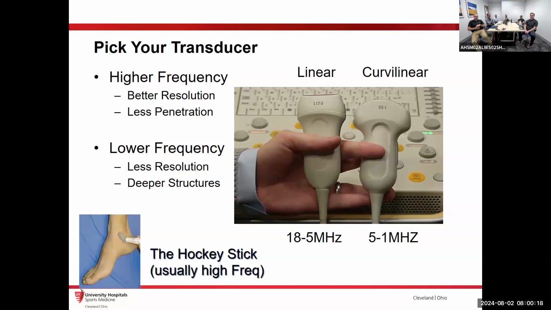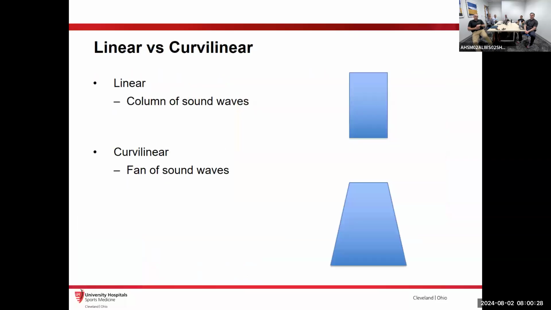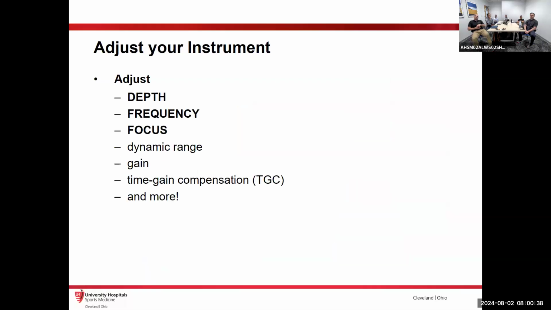And so that's how you make the determination. You want to use the highest frequency you can to look at structures. Right, so then you get 2 different columns of sound waves. Linear is going to be just that, linear, and curved, you're going to get a fan of sound waves.